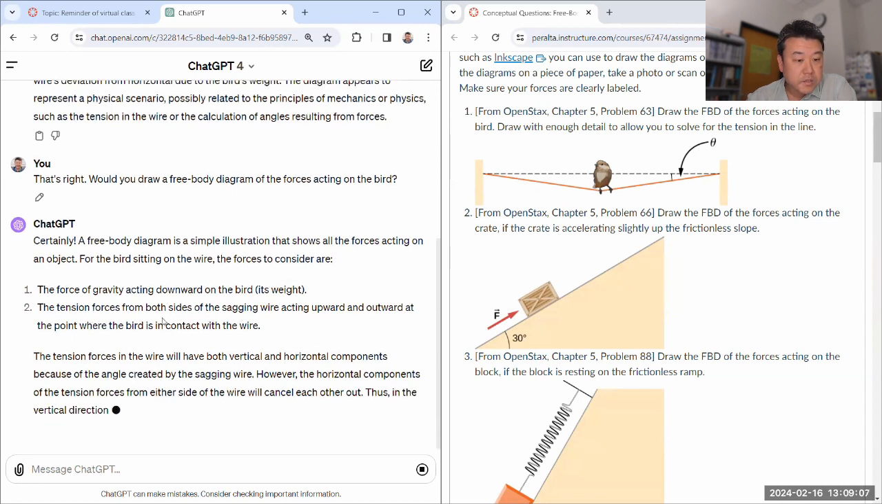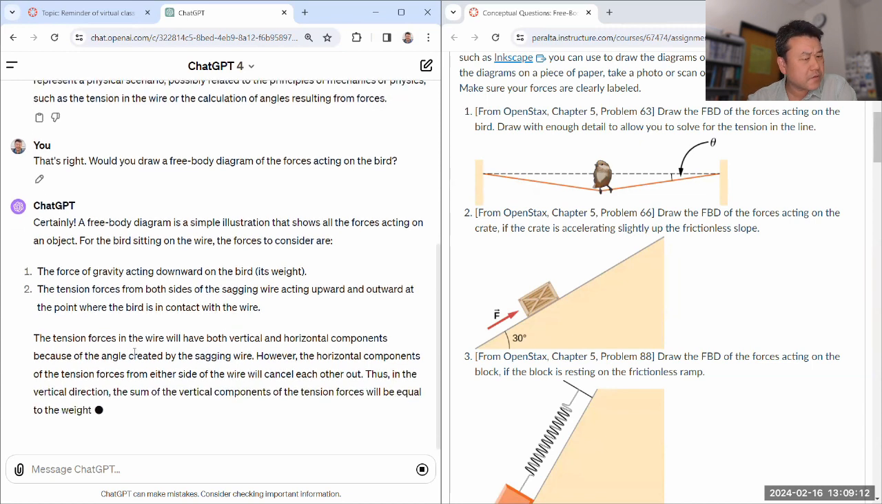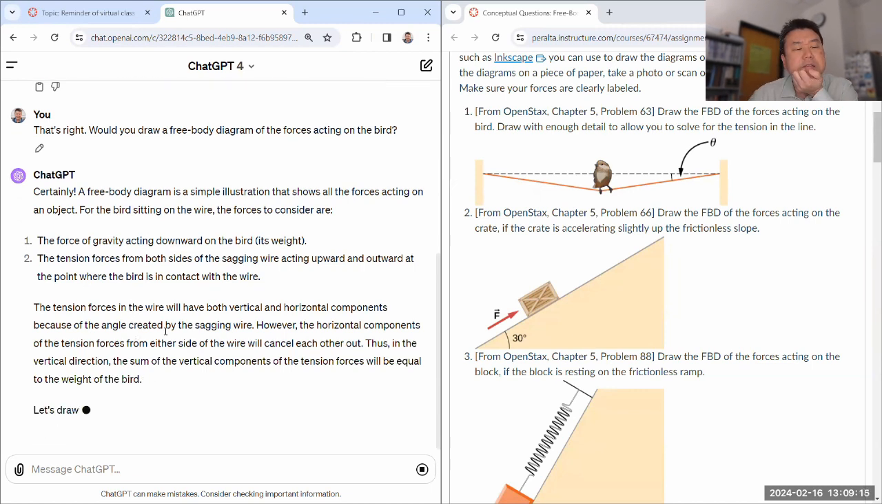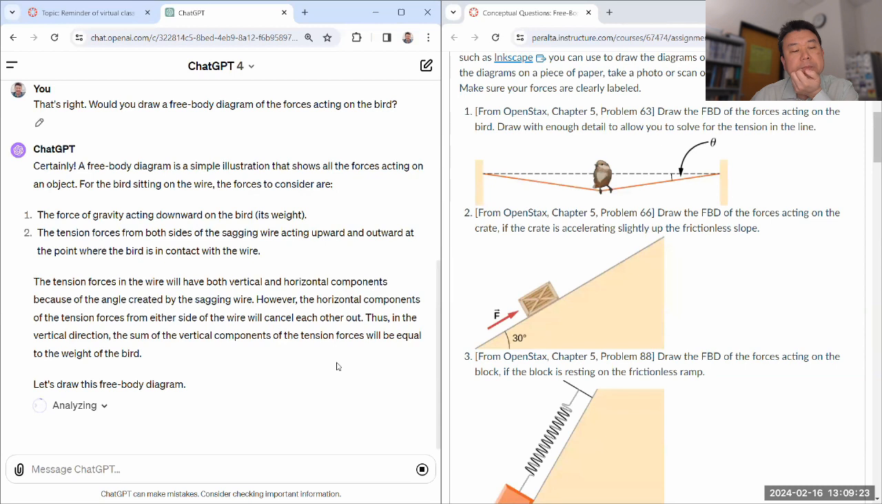Tension forces. Okay, so these might be correct descriptions. Now it's still giving me description, but not generating the image. Oh, let's draw. Okay, now it might be doing it. Yeah, it's bringing in DALL-E on its own. So let's see what it does. The descriptions look good. The generated images from DALL-E have been so stylized so far, more of an artwork than a free body diagram. But let's see. I haven't tried this before.